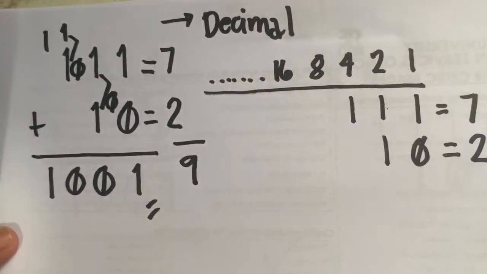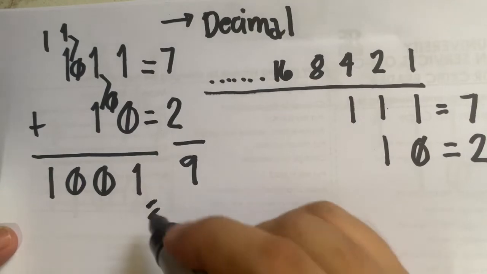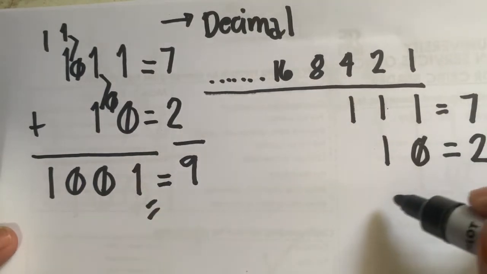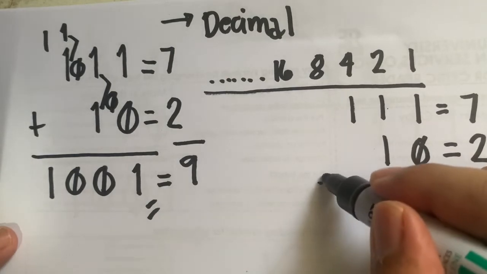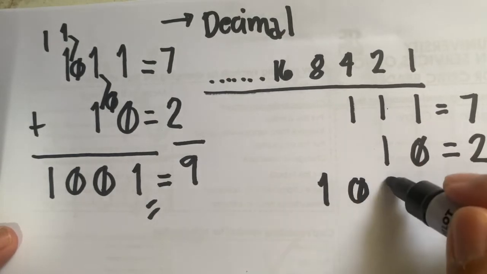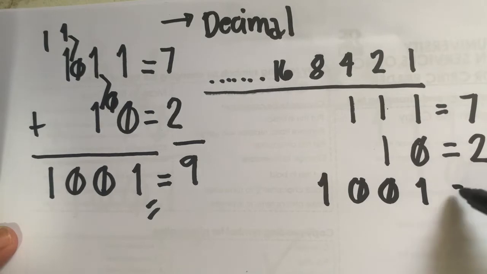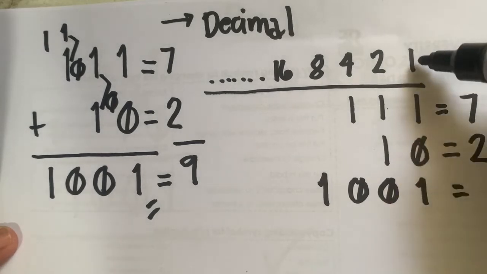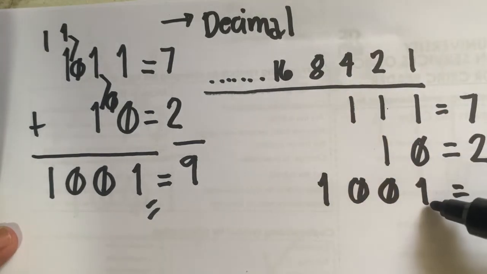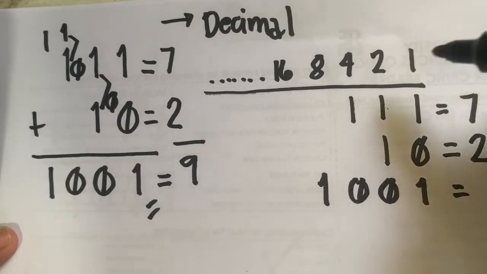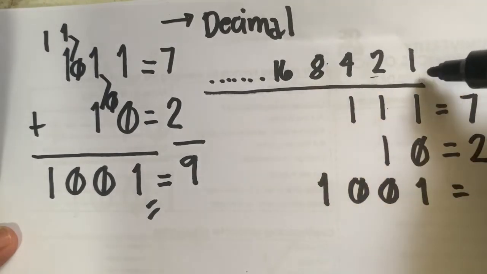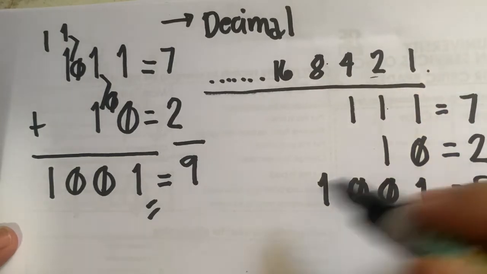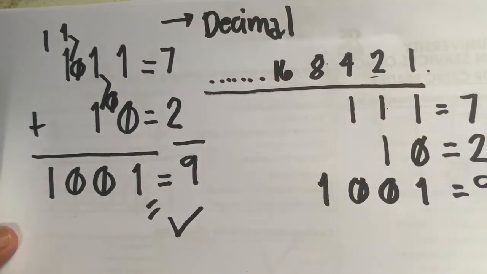Now let us check if this 1001 is equivalent to 9. Again, we put the number 1001 below the positional value, and then we only add the numbers of the positional value which is opposite a 1 in binary. So we have here 1 and then 8. So we only add 8 plus 1. In that case, that is 9. So therefore, our answer is correct.